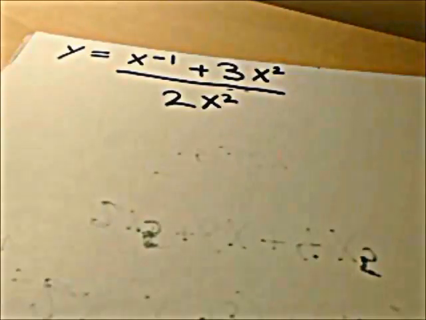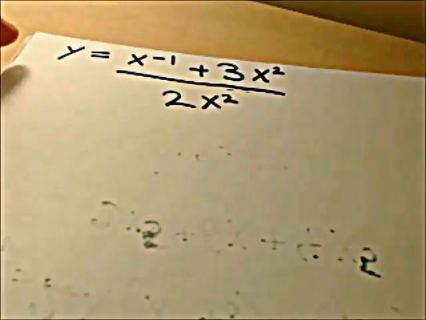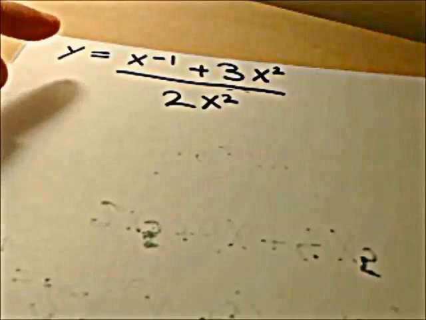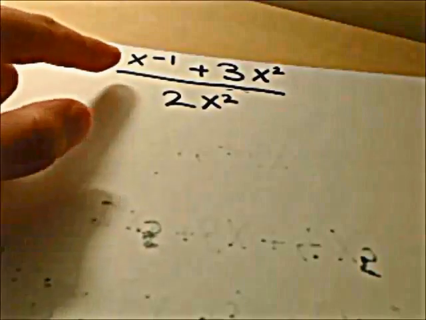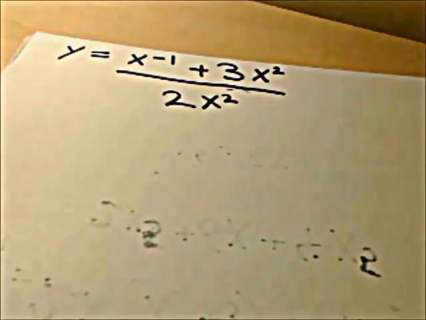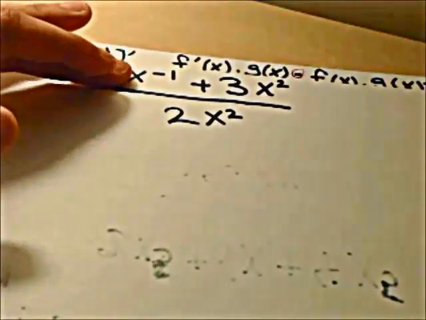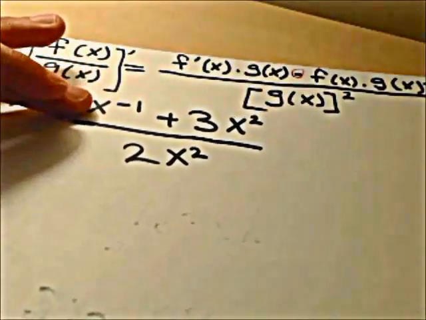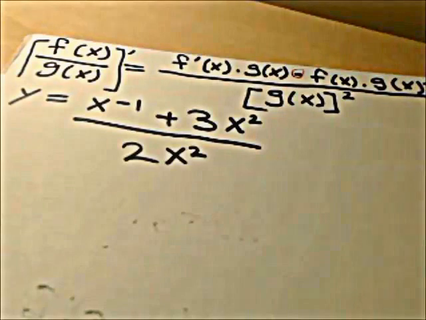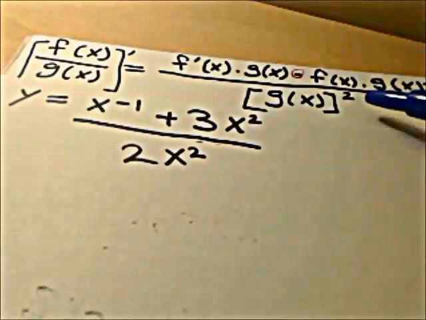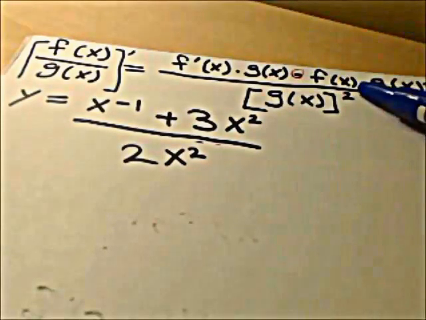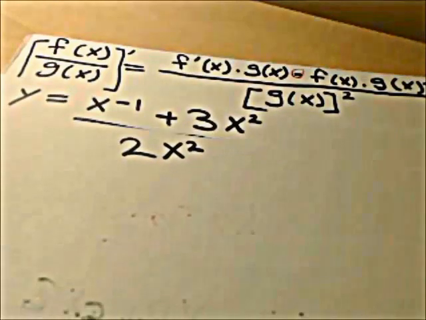So what I'm going to do now is solve an example of how to find derivatives using the quotient rule. Suppose that we have a function y equals x to the power minus 1 plus 3x squared, over 2x squared. Again, we use the quotient formula, which says, one more time, that you take the derivative of the numerator times the denominator, minus the derivative of the denominator times the numerator, over the denominator squared. That's exactly what we're going to do here.